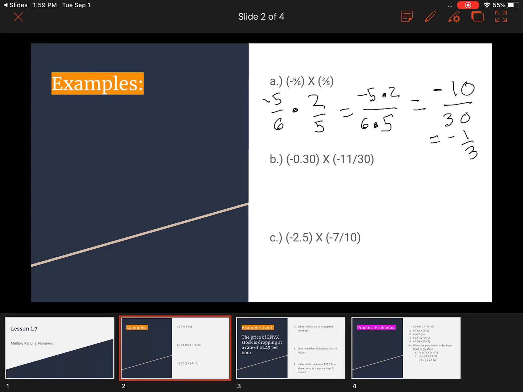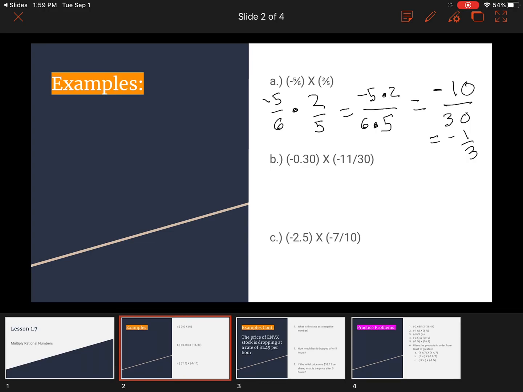So what do we do there? We multiplied our numerator times our numerator and our denominator times our denominator. That's how we'd multiply fractions together. Now, how about if we have one fraction and one decimal? Well, that means that we're going to have to convert one of these to either a fraction or a decimal.